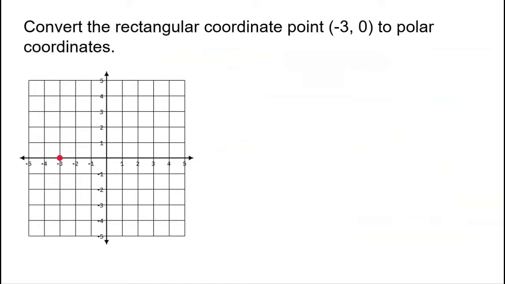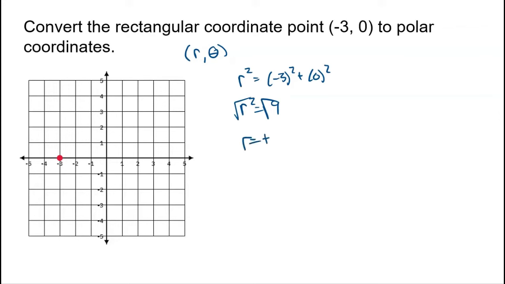All right, here's another one. Want to convert the rectangular coordinate -3, 0 to polar coordinates. So once again, I have to find r and I have to find theta. So let's find r first. We know that r squared equals x squared, -3 squared, plus y squared, which is 0 squared. That means r squared equals 9. And then we're going to square root, and that means r equals plus or minus 3.